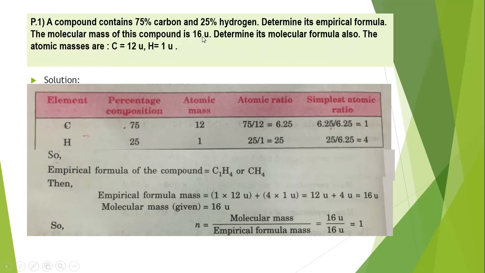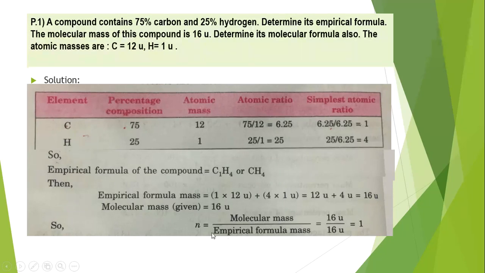If it is given in the question, you can easily find out the n value, because the relationship between the molecular mass and empirical formula mass is equal to n. So you substitute the value for molecular mass, 16u, and empirical formula mass, just now we have calculated, 16u. So when these two get cancelled, you will get the answer as n is equal to 1.